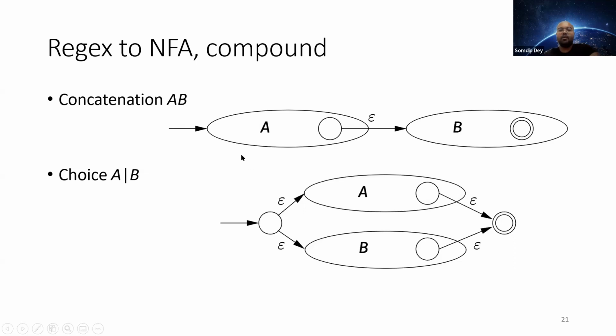Let's take an example of a regular expression where you have to concatenate A and B. In this case, the NFA will look something like this: you have the A, then you make the epsilon move, and then the B reaches the accept state. So this is an NFA example for the regular expression which is the concatenation of A and B.